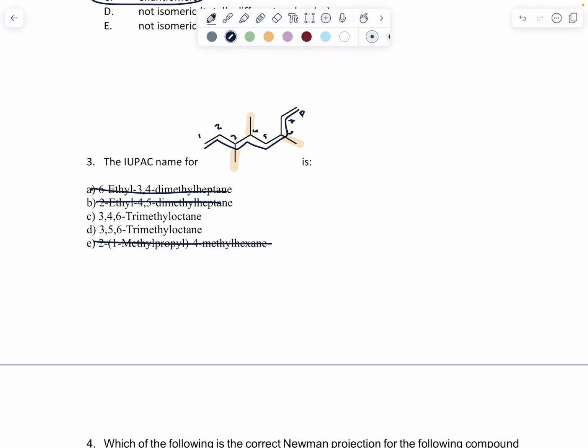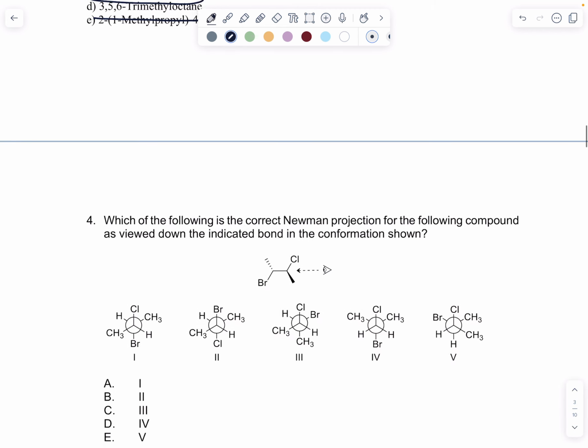So this would be, if I number it the way that I have it currently numbered, 3, 4, 6. But if I go the other way, 1, 2, 3, 4, 5, 6. So we can either get 3, 5, 6, or we can get 3, 4, 6. So 3, 4, 6 is better, so we'll go with 3, 4, 6.